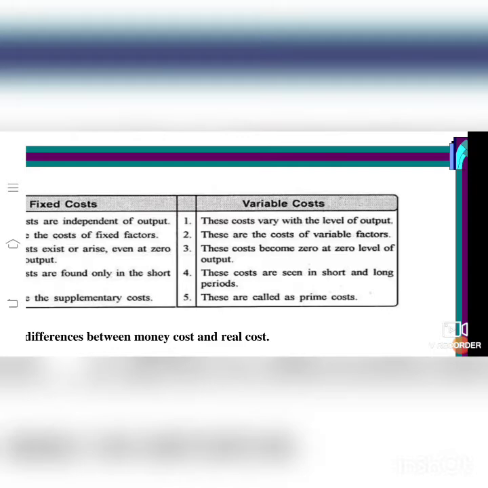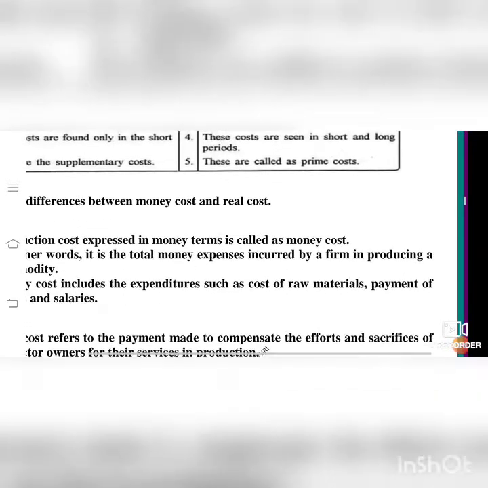These costs are seen in short and long run periods. It may be a short period, a small hotel, or a long period, a big hotel for example. In both concerns it can be used. These are called prime costs.